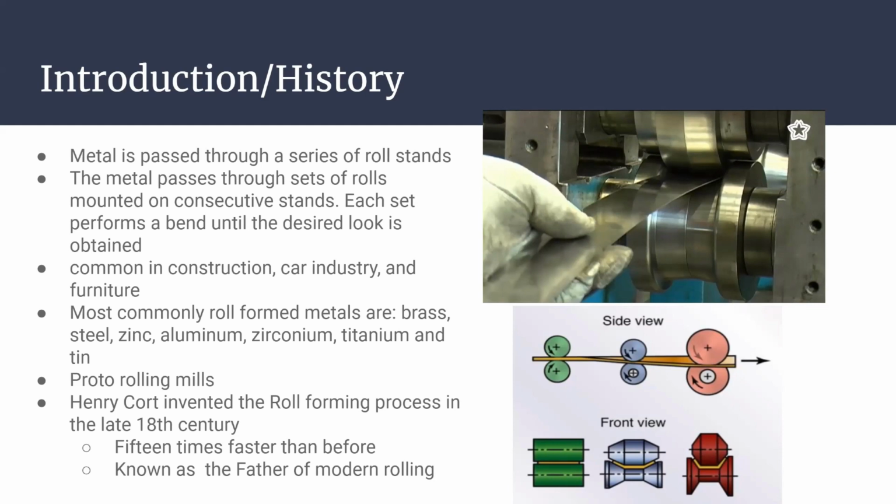Roll forming is very common in construction, car industry, and furniture. The most commonly roll-formed metals are brass, steel, zinc, aluminum, zirconium, titanium, and tin.